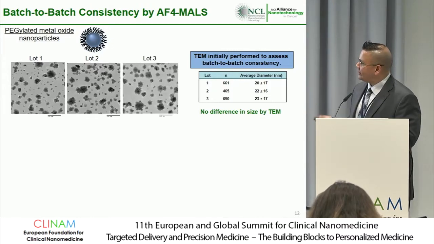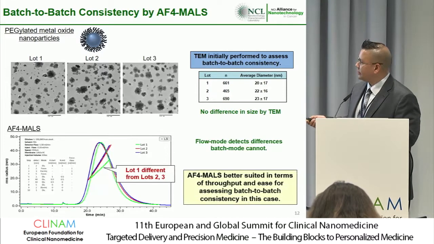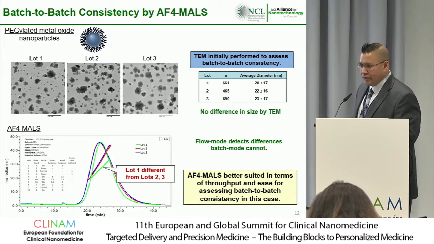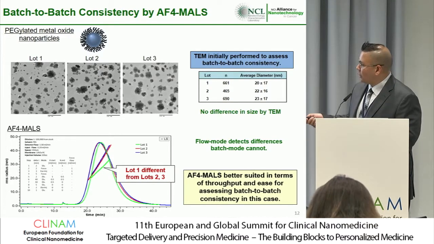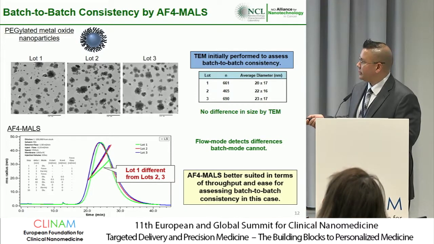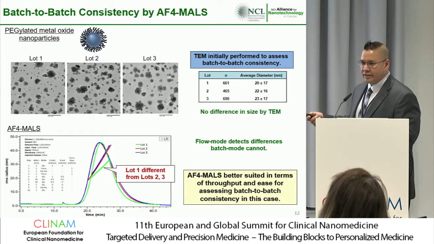So what we did was basically take this and run this through AF4 MALS, and that's what's shown here from the chromatogram. You can see 2 lots are very similar. 1 lot, lot 1, is very different in terms of size distribution. So again, using this technique as a way to assess batch-to-batch consistency.